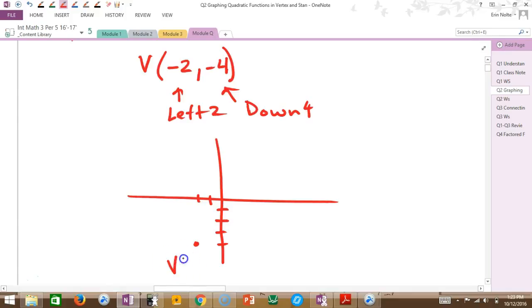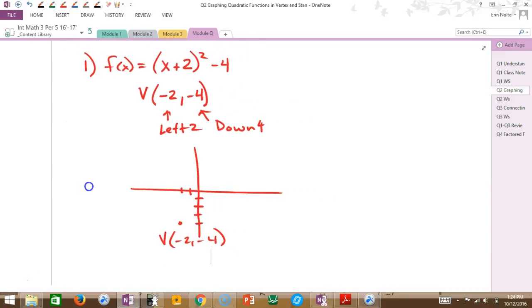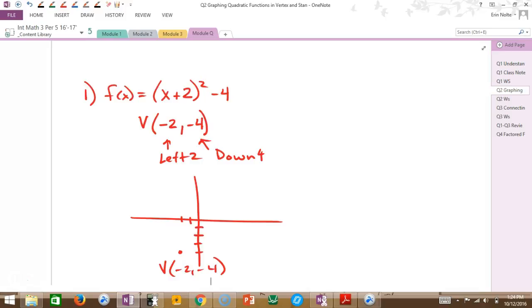All right, so we all agree that the vertex is (-2, -4). Okay, so help me out. How could I potentially find an additional point? Plug something in, right? Okay, so plug something in. What would be a good number to plug in?